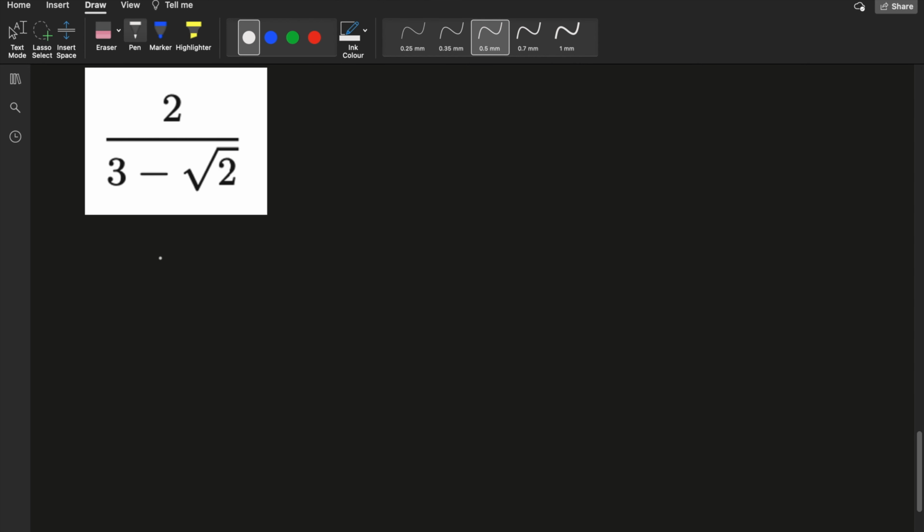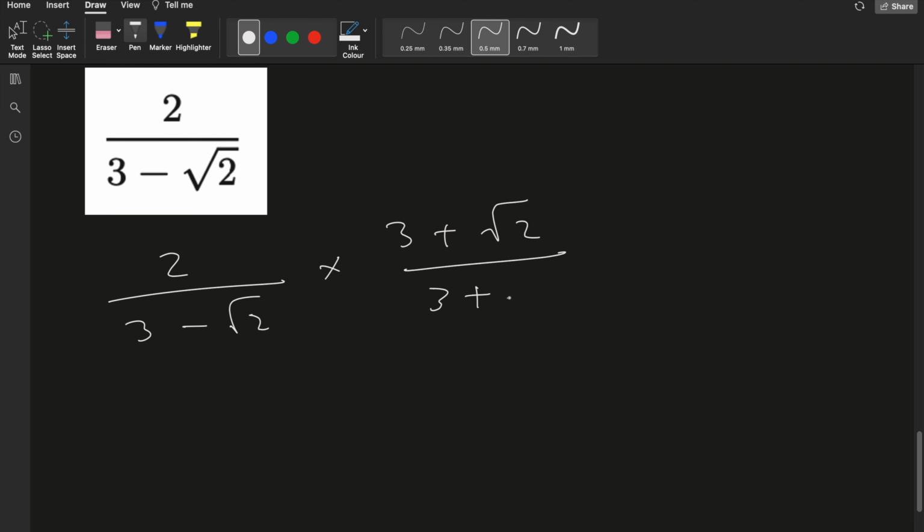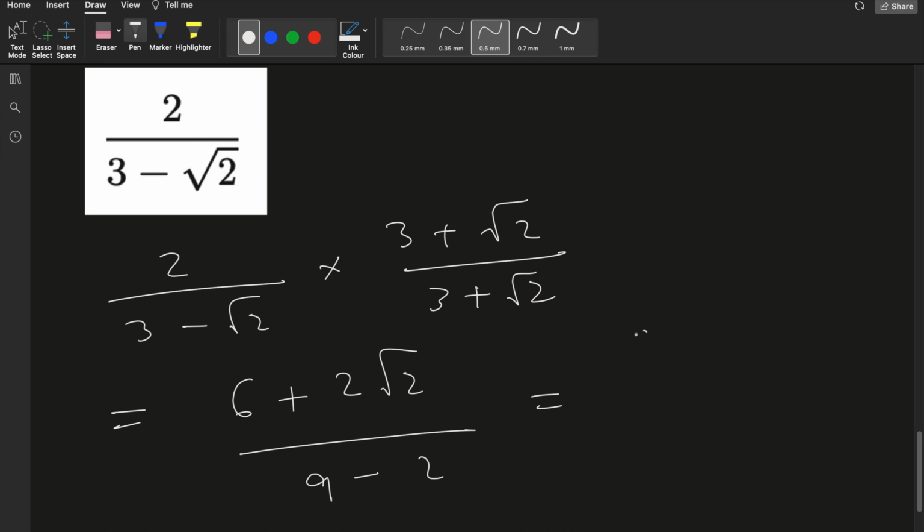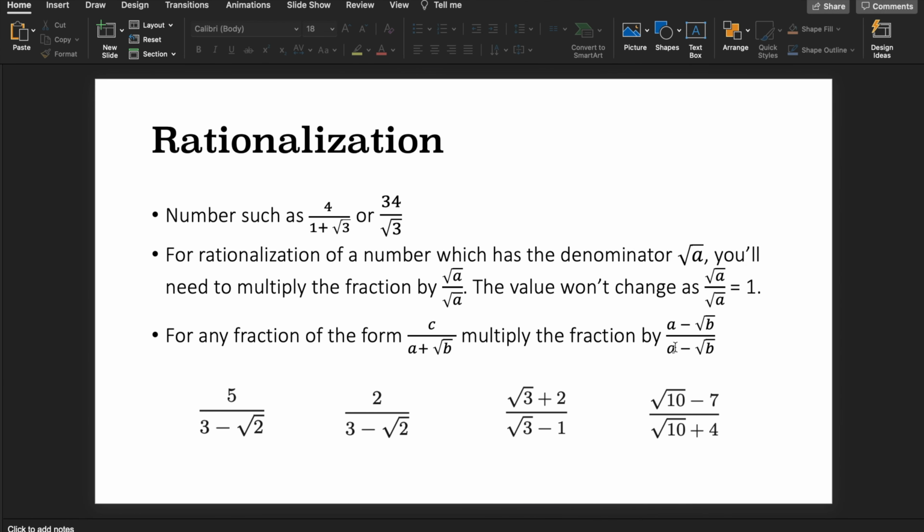So we'd use the same procedure. 2 divided by 3 minus square root of 2 into 3 plus square root of 2 divided by 3 plus square root of 2 equals 6 plus 2 square root of 2 divided by 3 squared, which is 9, and then this squared would be 2, so that would be 6 plus 2 square root of 2 divided by 7. So that's our answer. You can go ahead and solve these two. I will also solve them now.